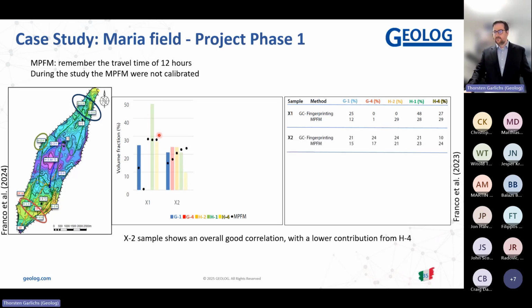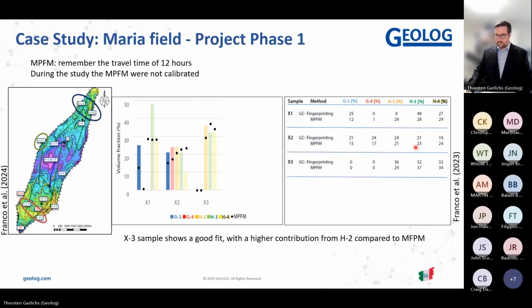How does it look with the next sample? So overall, with the next sample, we have a quite good fit. You see the color bars. These are the geochemical allocation, and the black dots, this is the multi-phase flow meter allocation. This is much nearer together compared to this first sample. You see that also on the right side in the table with some numbers. So these numbers are quite near to each other. However, it's not always 100% the same.